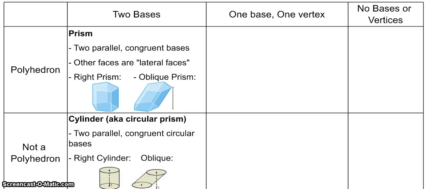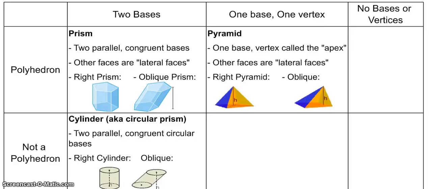Now, what would happen if we took either the prism and the cylinder, and instead of having 2 bases, we removed one of the bases and put in a vertex? What would those be called? A pyramid is a polyhedron with 1 base and 1 vertex. Here we have the base shown at the bottom of these 2 pyramids, and the vertex at the top is called the apex, right? It's almost like the point of the pyramid. Just like a prism, the other faces are called lateral faces, those faces that connect the base and the vertex.